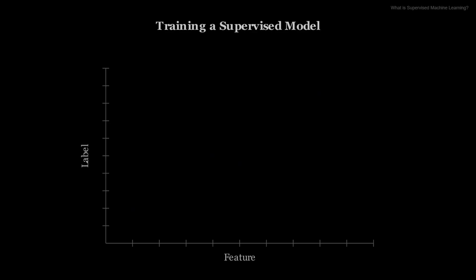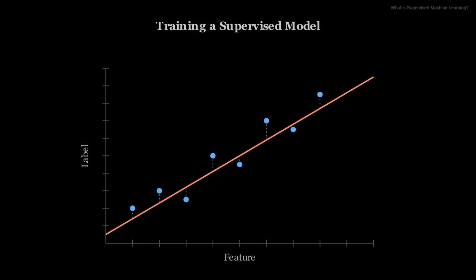The heart of supervised learning is the training phase. During training, the machine learning model is fed the labeled data. It analyzes these examples, trying to discover the hidden patterns and relationships between the features and their labels. Think of it like drawing a line through a set of points on a graph. The model repeatedly adjusts itself, learning from its mistakes, until it finds the best possible fit for the data. This process allows the model to generalize and understand how different features lead to specific labels.